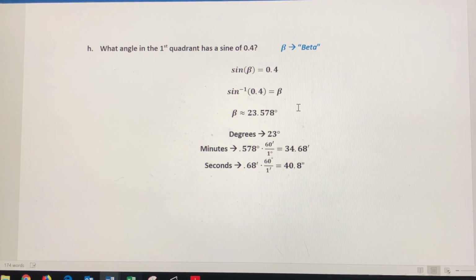So the angle measure in degrees, minutes, seconds form that has a sine of 0.4 is going to be 23 degrees, 34 minutes, and 40.8 seconds.